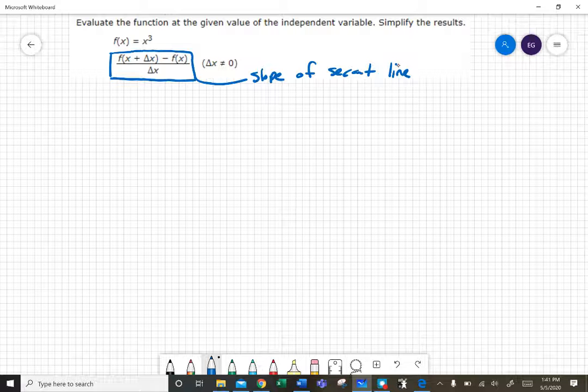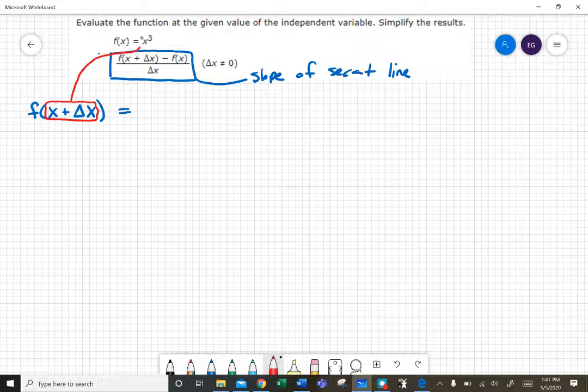Okay, so to evaluate this difference quotient, we have three parts. We have the f of x plus delta x. We have the f of x, which is x cubed, and we have the delta x. So let's start off with the f of x plus delta x. That basically means we take x plus delta x and we substitute it into our function for x. Okay, so what does that look like?